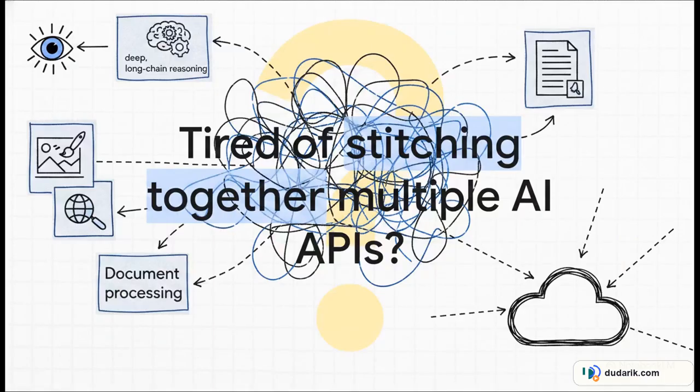Be honest, are you tired of stitching together multiple AI APIs? I mean, think about your current workflow for a second. If you want state-of-the-art vision processing, you probably go to one provider. Need deep, long-chain reasoning? You go to another. If you're looking for image generation, web search, or document processing, you're constantly bouncing between different tabs, local setups, or dealing with really complex, fragmented API integrations. It's exhausting, right? It just creates so much friction for developers and power users.